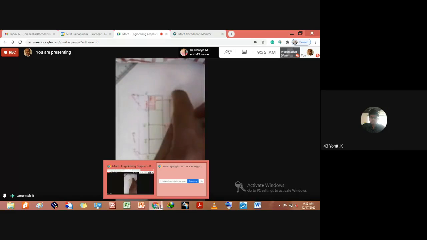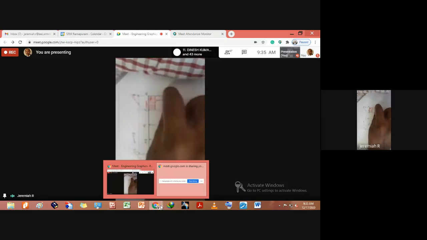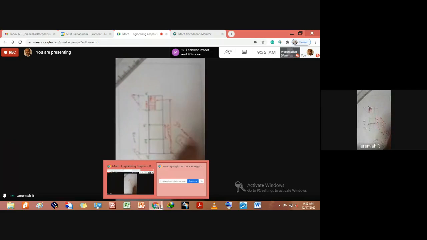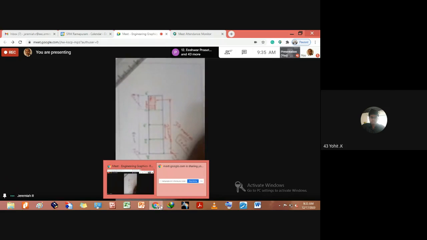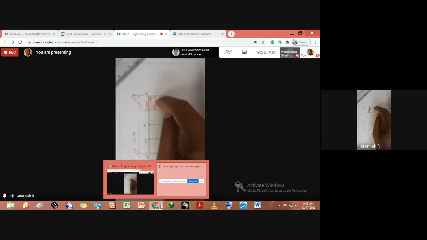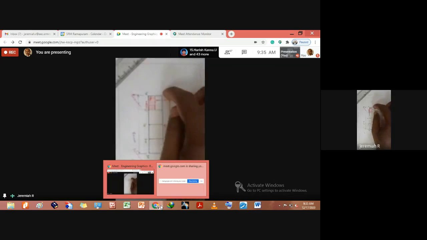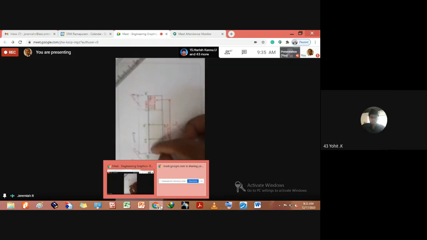If you take from this side, where did you mark the 7? If you take from this side only 10, 20, 30, here the 7 division is there, so you can take 37 meters. If you take from this side, here 10, 20, 30, where is the 7?